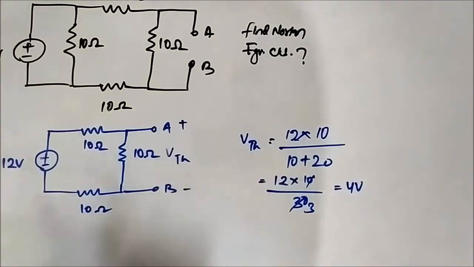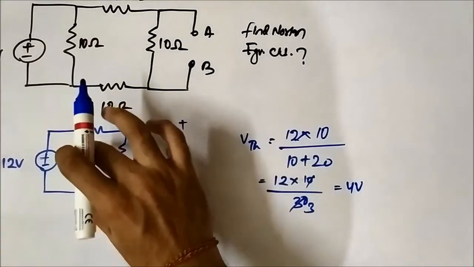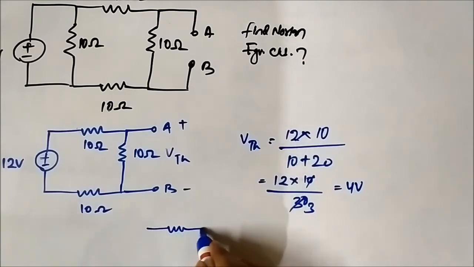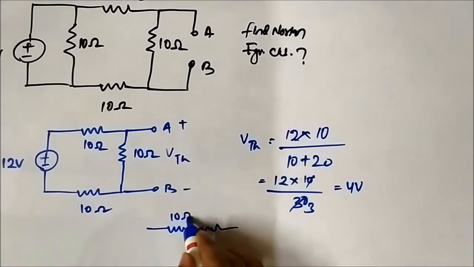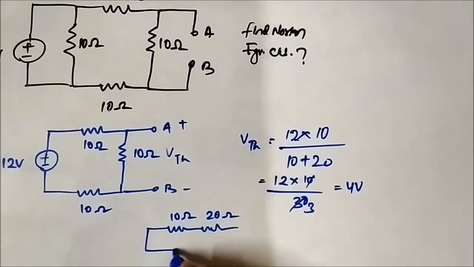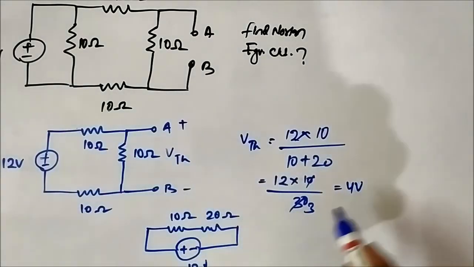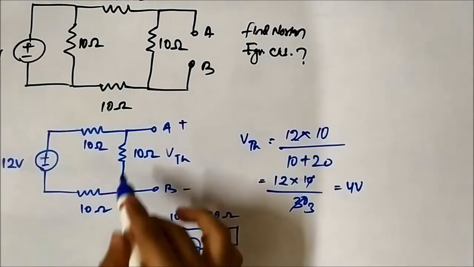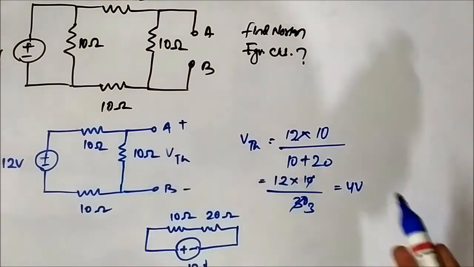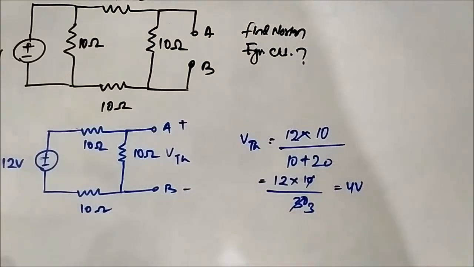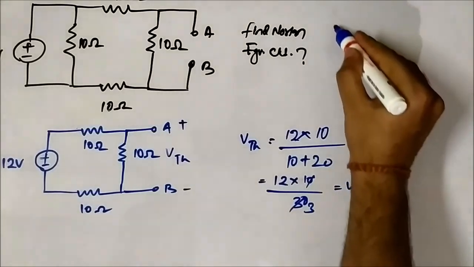The three 10 ohm resistors are in series together. So we can consider these two 10 ohms as a single resistor of 20 ohm. So it will be a 20 ohm and a 10 ohm, and we have this 12 volt connected across it. We have combined these two 10 ohm resistors as they are in series to form one 20 ohm resistor, and the voltage division rule will be applied to find the voltage drop across this 10 ohm. So we have got 4 volt as the Thevenin voltage, the open circuit voltage. So VTH is 4 volt.